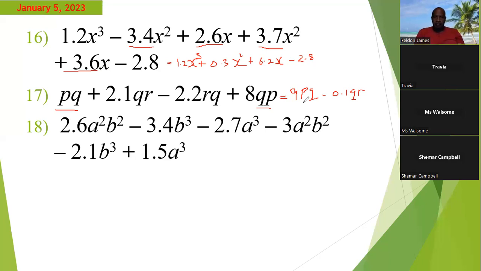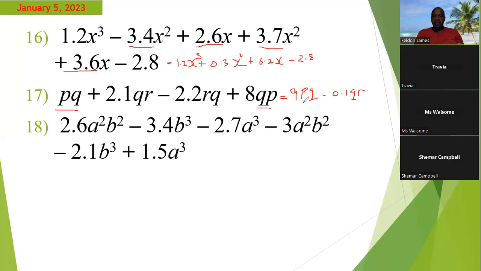For number 17, it doesn't matter which letter comes before once it has the same variables, because I see where you have PQ and 8QP. Right, so the variables here would be P and Q. And because they are a product, it doesn't matter what order you have them in. Once you have the same variables with the same power, the order doesn't matter. So PQ is the same as QP, because we are multiplying, and when you're multiplying, the order doesn't matter. We can say 3 times 2, or we can say 2 times 3. So that makes them the same.